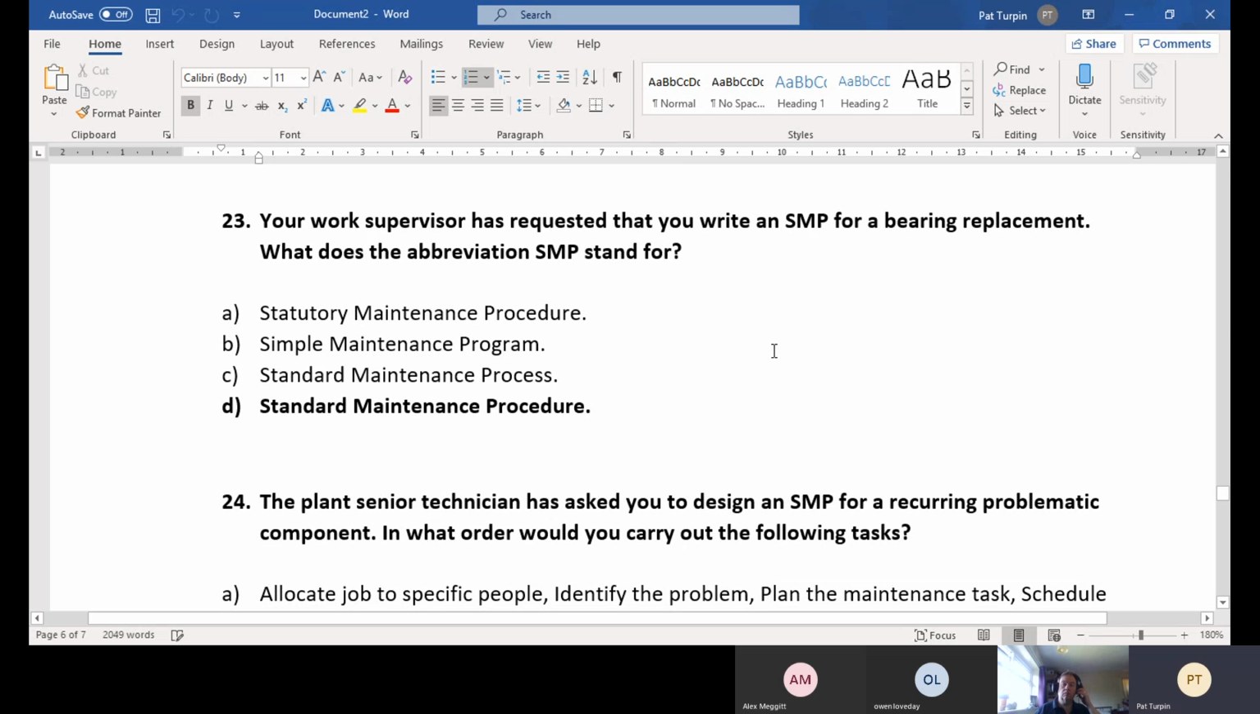Supervisor has requested you write an SMP for a bearing replacement. What does it stand for? Well, it's a standard maintenance procedure. I don't know whether they would ask you to write that out, if I'm truthful. I think the supervisor would know. I already wrote for you before a job out there. Did you? You've got a lazy supervisor then. I can understand why they'd ask you to do it, but a lot of the time it's done for you. But yes, that is what it stands for. That they are done before the job for you, aren't they?